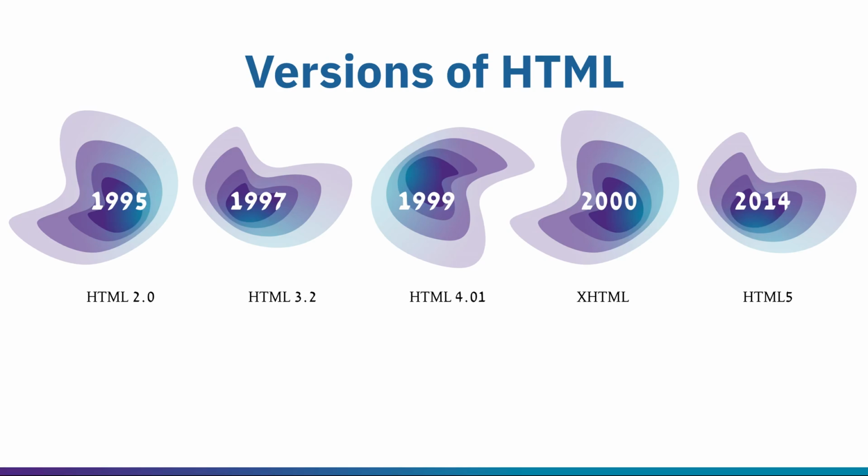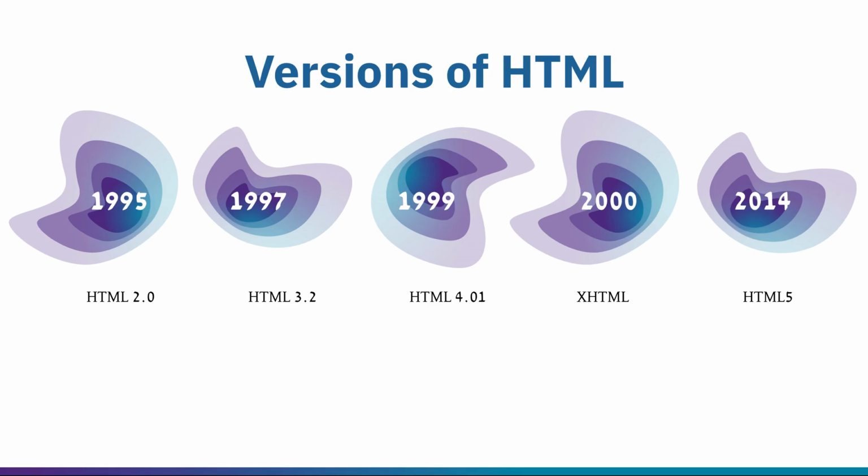So, versions of HTML. Since its inception back at CERN Labs, there have been various improvements, and improvement brings about versioning. In 1995 we have 2.0 coming out. 1997 HTML 3.2. In 1999 we have HTML 4.01. In 2000 we have XHTML, which is extensible hypertext markup language, and then in 2014 and beyond we have HTML5.